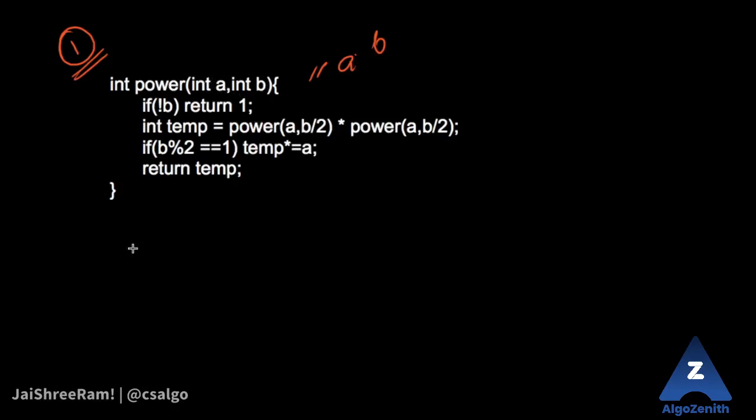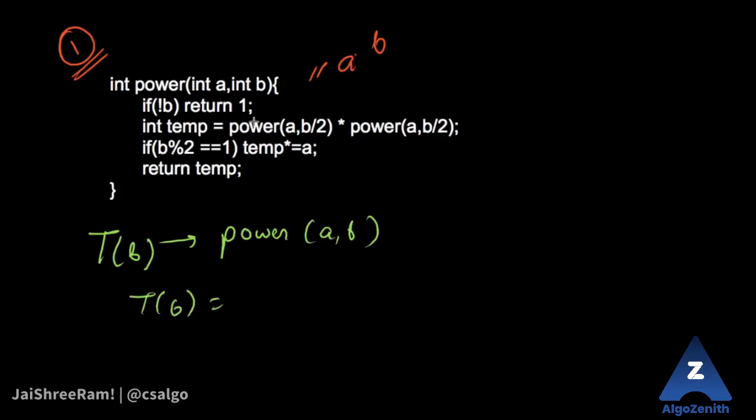We discussed the master theorem for recursion, right? So we have a, b, and b gets halved. Let's suppose t of b is the time taken by power a comma b, the number of instructions kind of thing. So t of b will be equal to, this is order 1, this is order 1, this is order 1, this is some recursive definition, right?